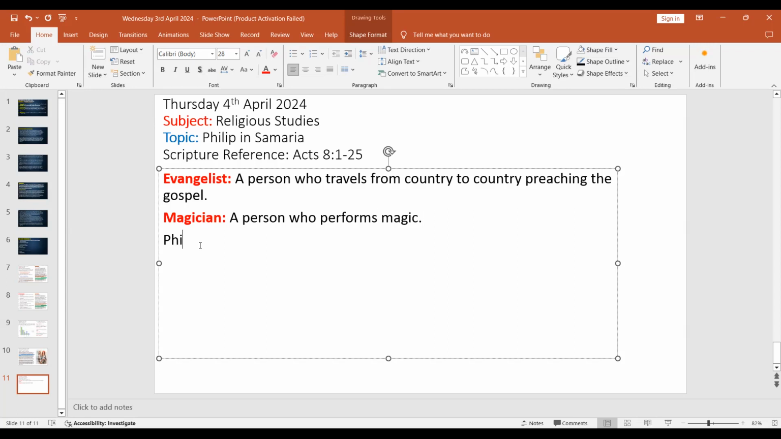So Philip, remember Philip was one of the 7 deacons or the 7 helpers, right? And he was an evangelist, right? And what does that mean? If Philip was an evangelist, what does that mean? He used to go from country to country, spreading the gospel of Jesus Christ. So Philip was an evangelist, and he used to go from country to country preaching the good news, right?